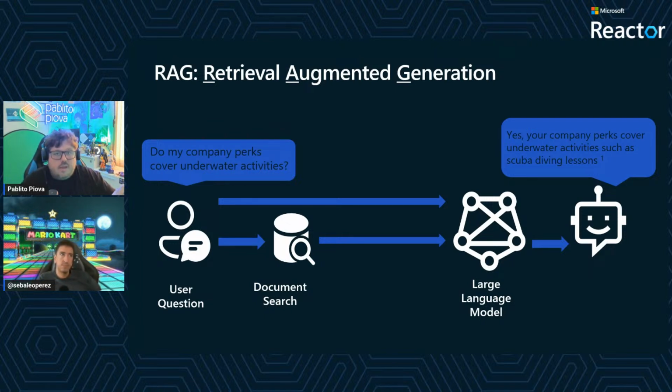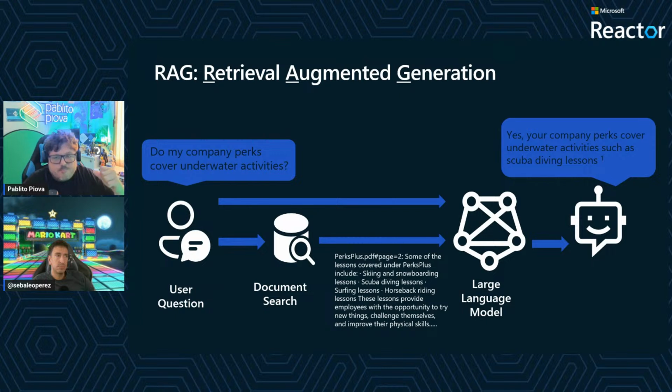we have the document search. The RAG searches for relevant information in databases, documents, or APIs. In this case, it finds a document mentioning company benefits, including scuba lessons, right? And the final step, the LLM takes the retrieved information and generates an accurate response based on the data sources. In this example, it responds, yes, your company plans cover underwater activities such as scuba diving.